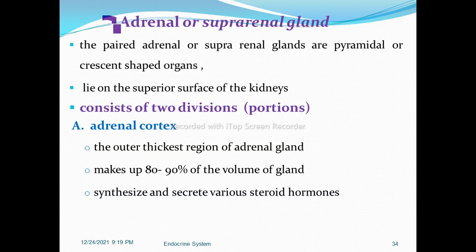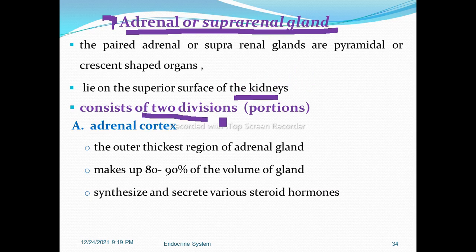The other type of gland is the adrenal gland, or another name for the adrenal gland is the suprarenal gland. A paired adrenal or suprarenal gland are pyramidal or crescent shaped organs that lie on the superior surface of the kidney. By the way, they are found on the top of each kidney. So it consists of two divisions or portions. The adrenal gland has two portions or divisions. The one is the adrenal cortex, the other is the adrenal medulla.